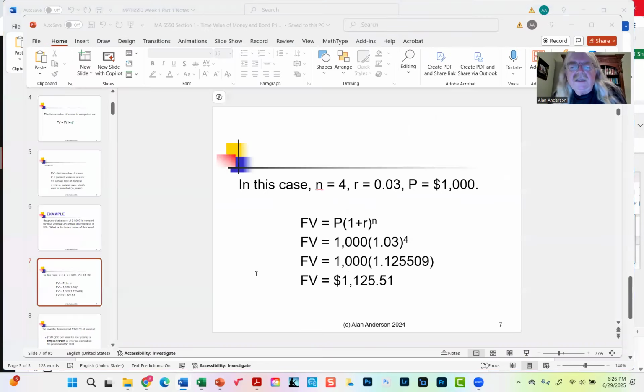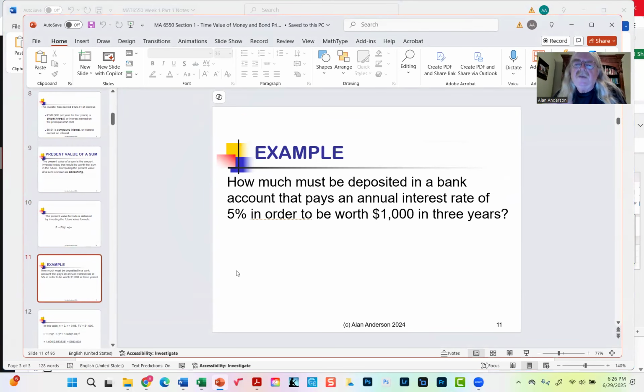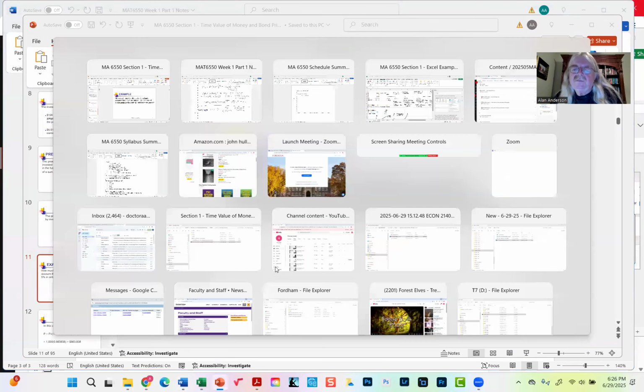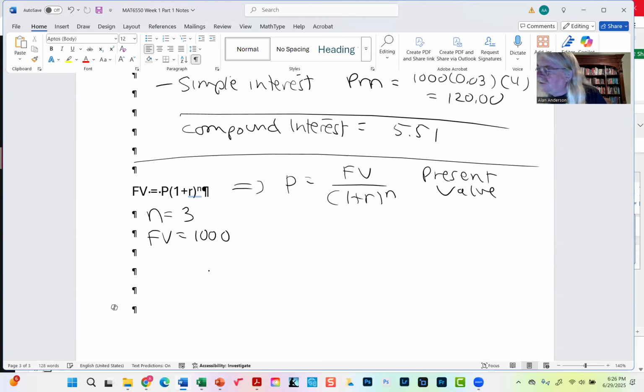All right, so let's look at the case in front of us. Let's say we want to know how much we would have to put in a bank now. It pays an annual rate of interest of 5% in order to be worth $1,000 in 3 years. So it's a 3-year investment. We're aiming for $1,000 in 3 years. That's our future value. And then the rate of interest is 5%.